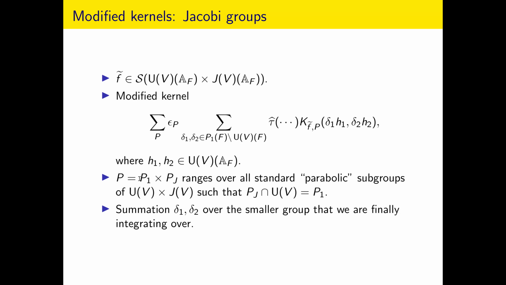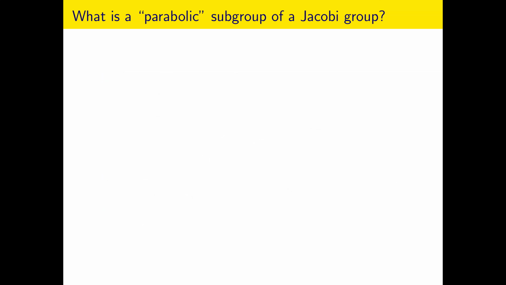So as before, just mimicking what Jacquet and Rallis have done, we have a parabolic subgroup of the unitary group and a parabolic subgroup of the Jacobi group, such that the intersection with the unitary group is the smaller parabolic subgroup. So everything stays the same, except one thing: the Jacobi groups are not reductive groups. And even though there is a well-defined notion of parabolic subgroup of algebraic groups in general, those are not the parabolic subgroups that we actually want. So the next slide will explain what these parabolic subgroups are.